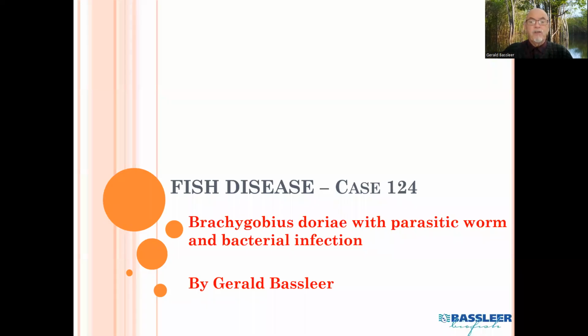Hello, dear aquarists. Today, my fish disease case 124 about the Bumble Bee Goby. Bumble Bee Gobies are very cute and nice fish specimens which are collected in the wild, but sometimes they cause problems. And here I will discuss the case of this Brachygobius doriae, or the Bumble Bee Goby, with a parasitic worm infection and a bacterial infection.